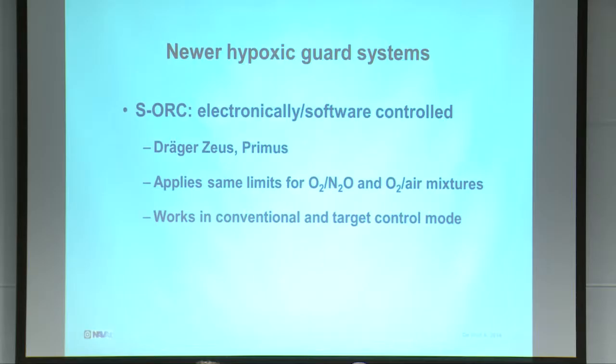So there is a newer hypoxic guard system, and that is the electronically or software controlled version of the S-ORC, and that is currently used in the Draeger Zeus and the Primus. They use the same limits as I explained before for oxygen and nitrous oxide, but also for oxygen-air mixtures. And this S-ORC works in the conventional and in the target control mode.